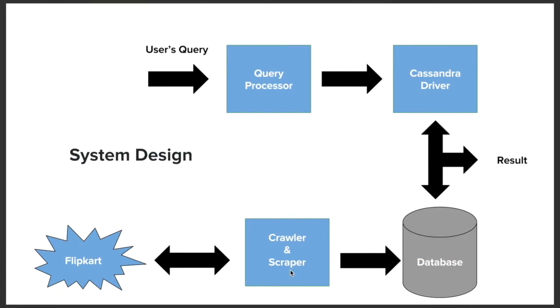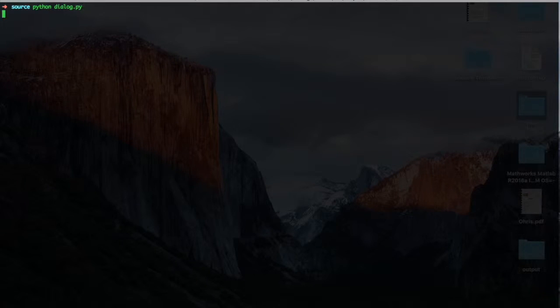And the system design or the architecture that is involved can be seen on your screen. So we have a query processor, and the Cassandra driver will basically interact with the database, and the crawler and the scraper will get our data from Flipkart and store it into our database. Okay, so let's run a few queries.